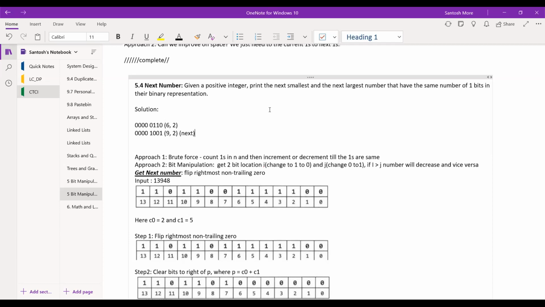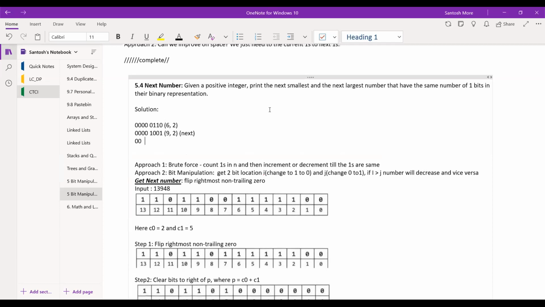And then if you want to print the previous one, in that case, what we have to do is, 3, 0011. Three will have 2 bits, right? Five should also work, right? Sorry, yeah, 5 is the best one, right?